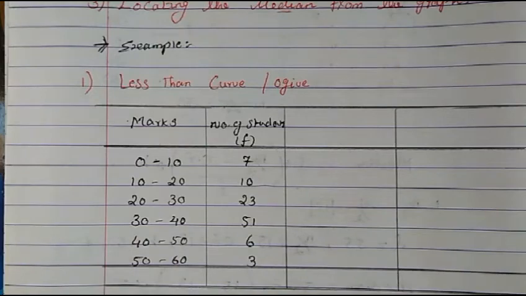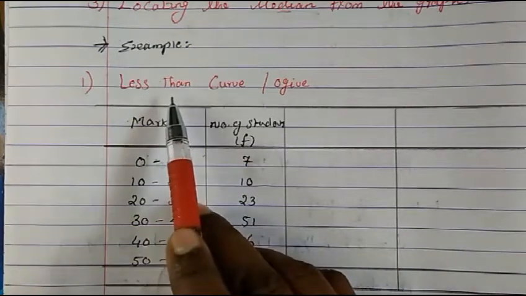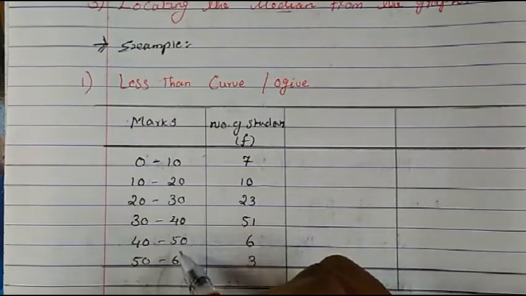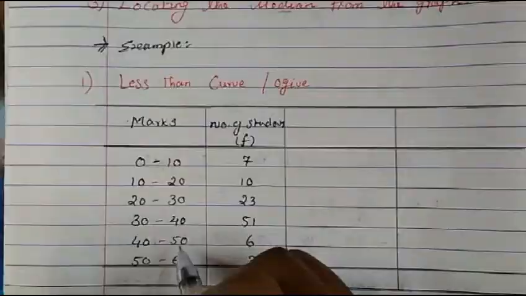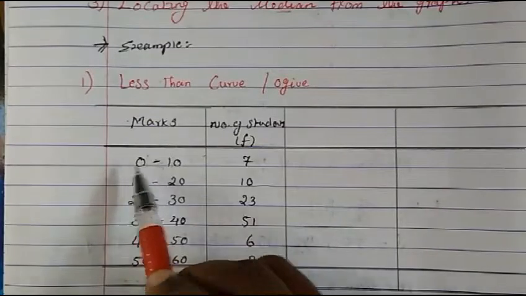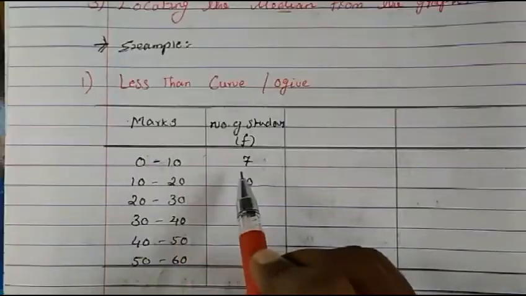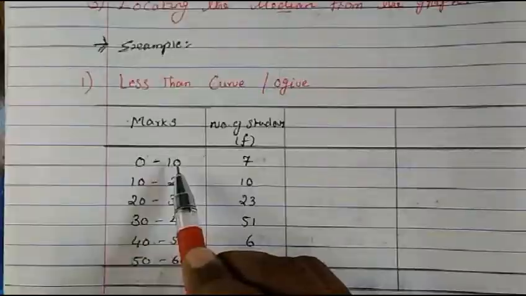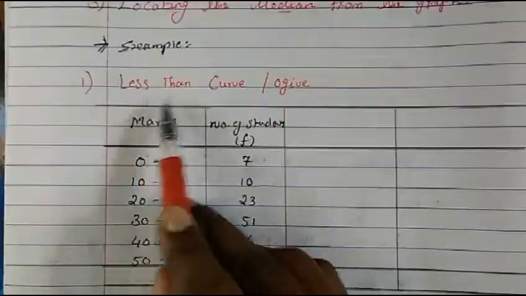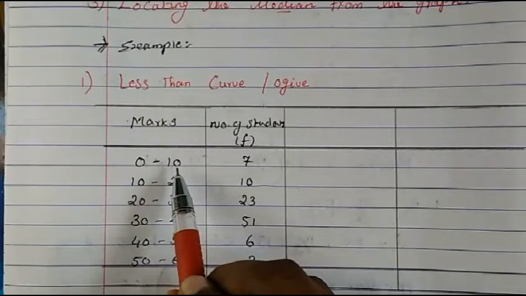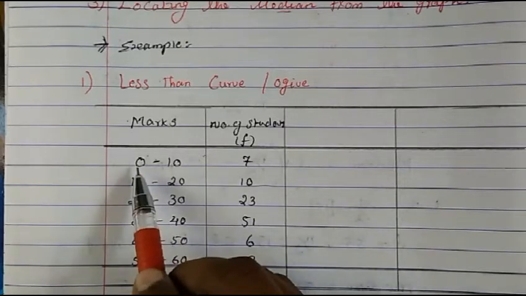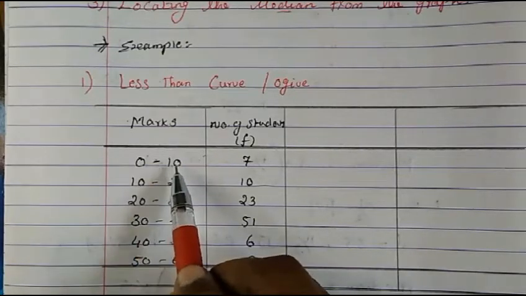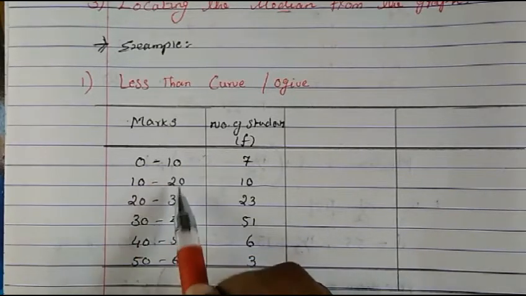Now one thing you have to keep in mind: whenever it comes to less than, you have to take the upper limit, because it is less than 10 marks. We cannot say less than 0, right? There are 7 students whose marks are less than 10. So less than means you have to come to this upper limit part. You cannot say less than 0. So we have to say less than 10 marks. That's what we are going to do.